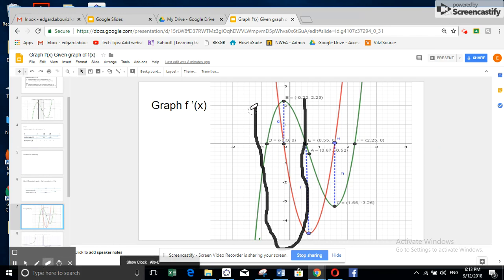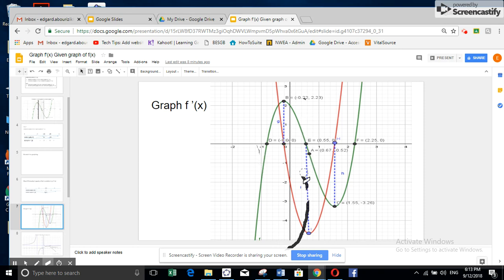Let me erase these. So the green was the function given before, as you can see. The red is the derivative of the function, f prime of x. So what do you realize? This inflection point here at A, all right? So sorry, at A, it must be what?